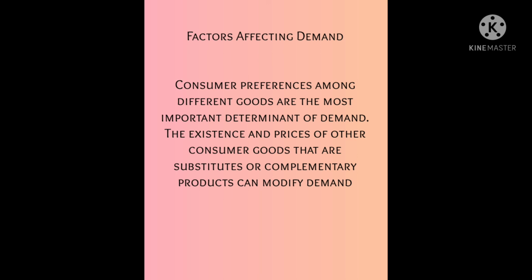Now, let's try to look into the factors affecting demand. Consumer preferences among different goods are the most important determinant of demand. The existence and prices of other consumer goods that are substitutes or complementary products can modify demand. Changes in conditions that influence consumer preferences can also be significant, such as seasonal changes or the effects of advertising. Changes in incomes can also be important in either increasing or decreasing the quantity demanded at any given price.